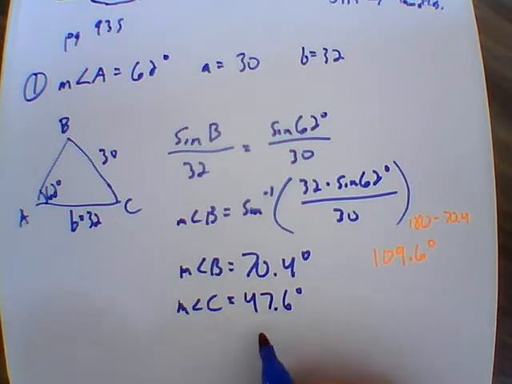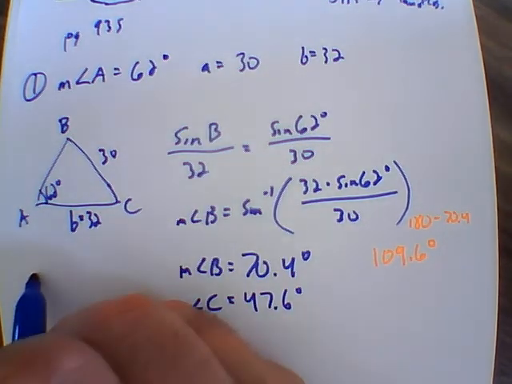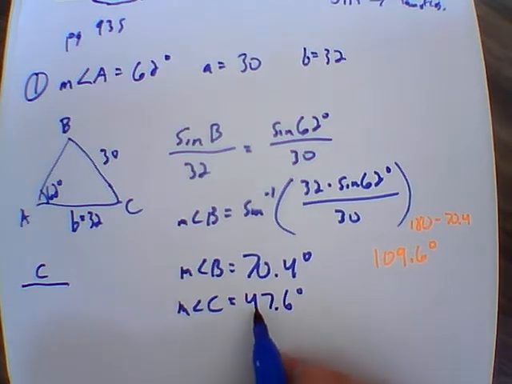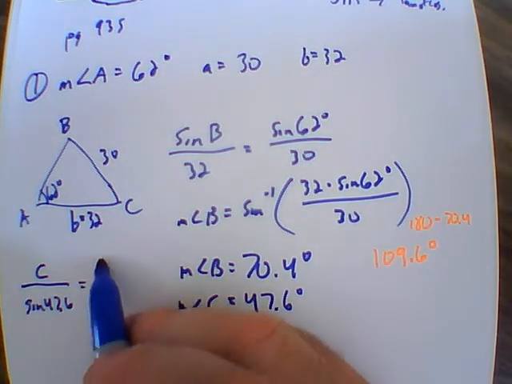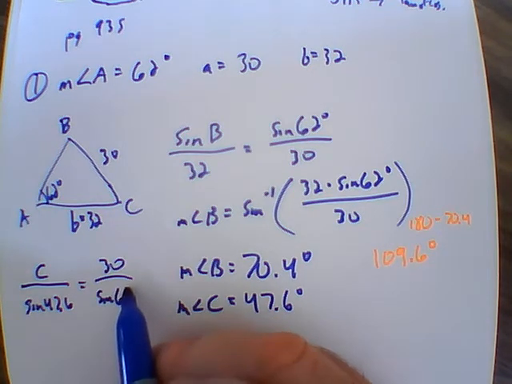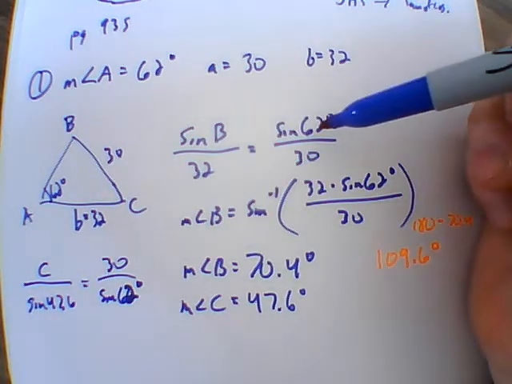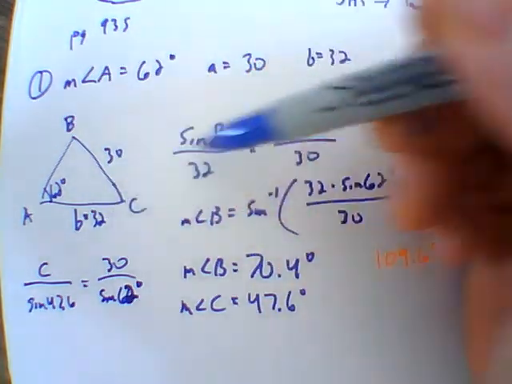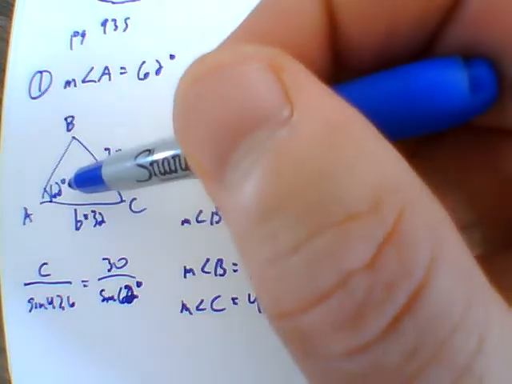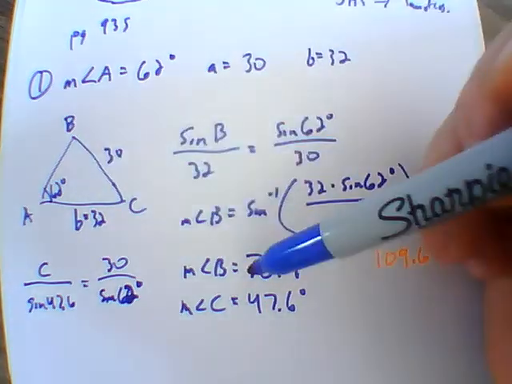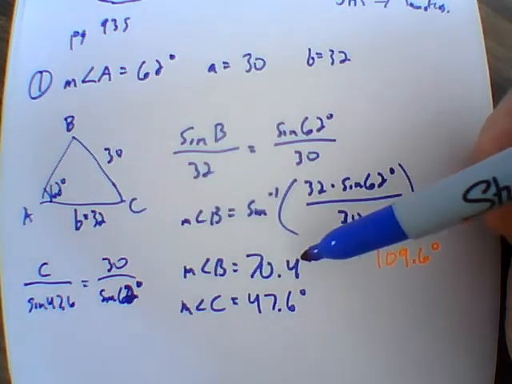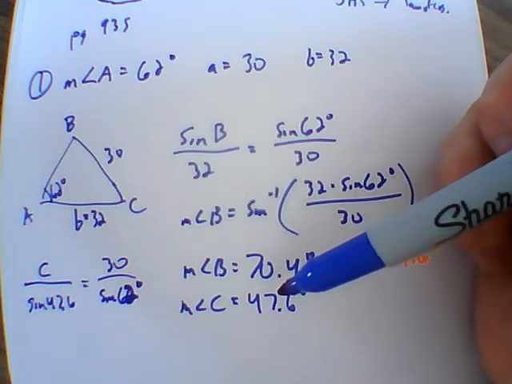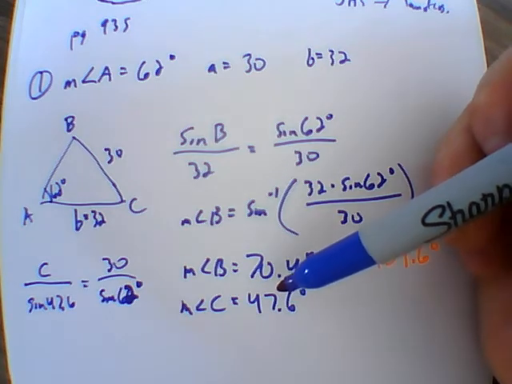Okay. Now we'd want to find side C. So I would take C over sine of 47.6 equals 30 over sine of 62 degrees. Okay, once again, I'm going to go back to my original known one right here, where I have that 30 and the 62 degrees. Once again, I could use the side B of 32 and then sine of 70.4, but that leaves in a possible rounding error. We want to try to avoid that as much as possible.